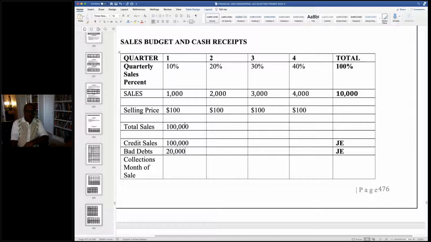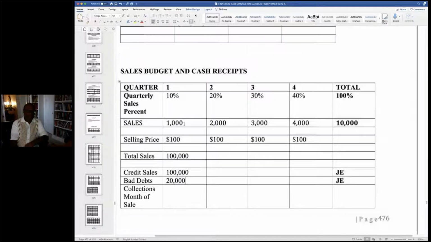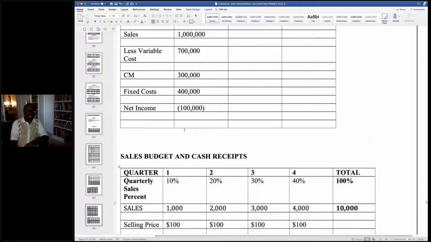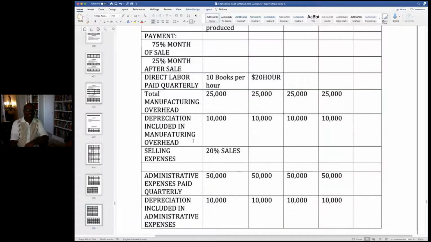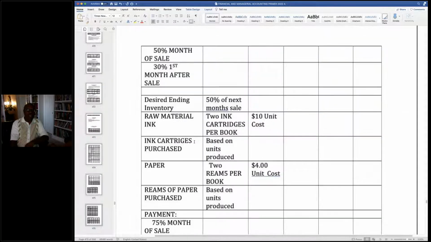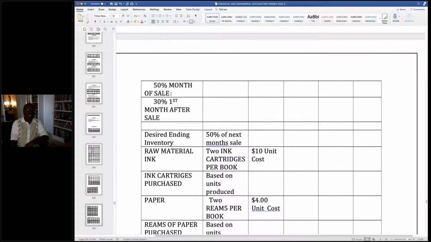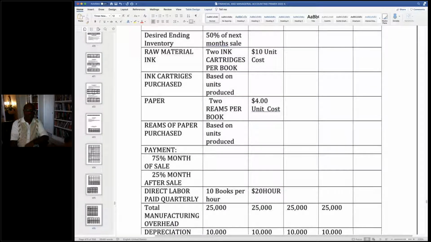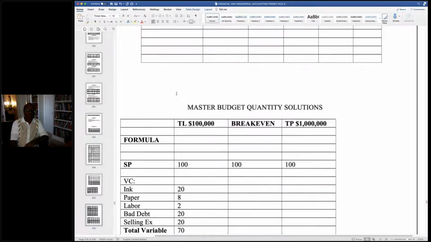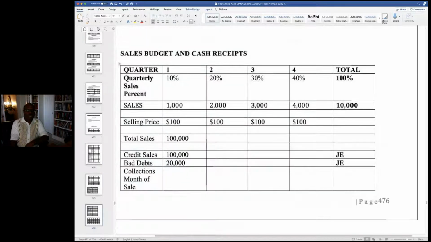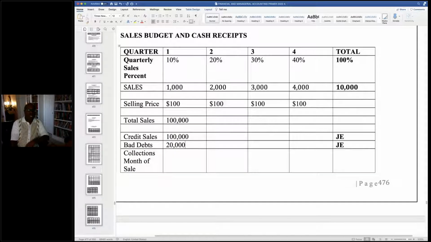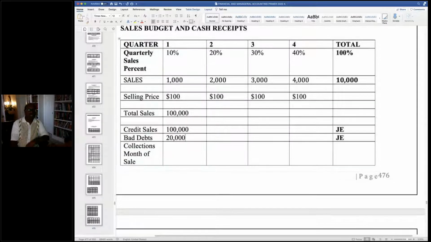Now we had these credit sales of 100,000, and we look up here and see that we only collect 50% in the quarter of sale. So we made sales of 100,000, but we're only collecting 50,000.